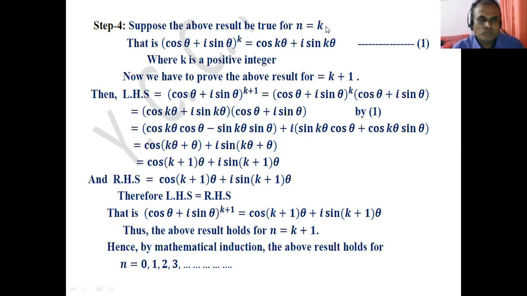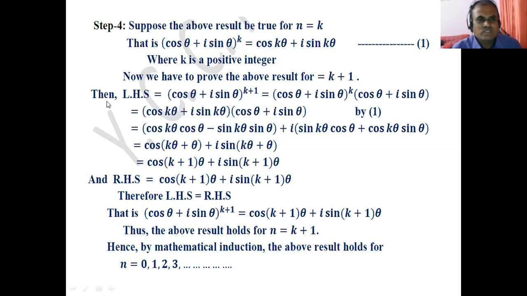That is, the theorem (cos theta plus i sin theta) raised to k is equal to cos k theta plus i sin k theta. So this is our assumption: the theorem is true for any integer k, n equal to k. Our assumption is that k is a positive integer. Now we will prove that the theorem is true for n equal to k plus 1.